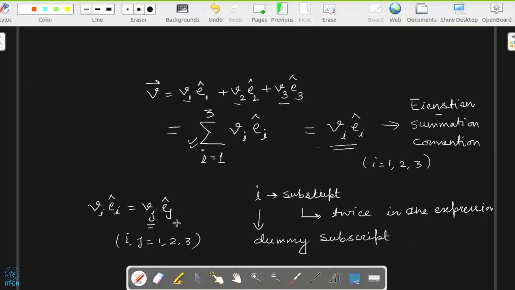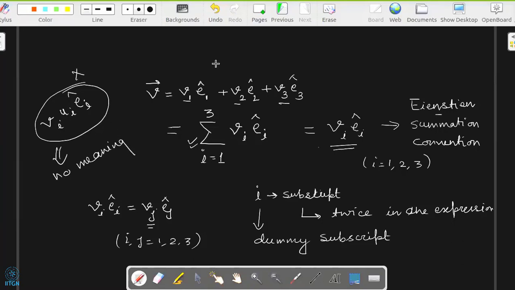And more than twice, if let's say you have the expression vi ui ei, it has no physical meaning. So this is wrong. More than twice is not possible, it has no significance. But in an expression, you may have ui vi wj gamma j and so on.